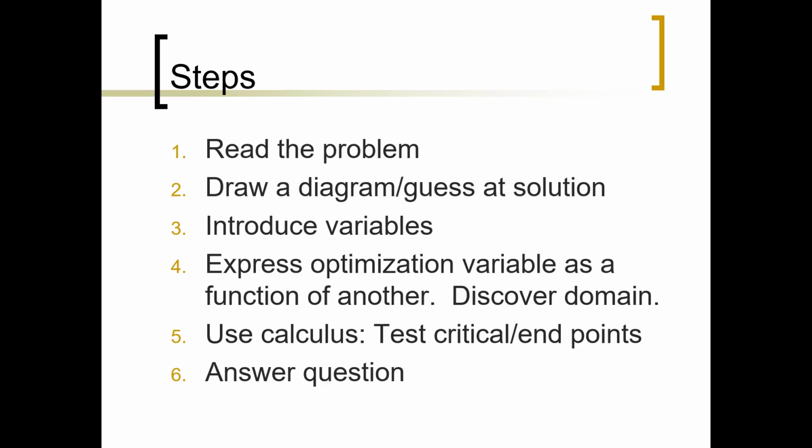Then if we're not quite sure, we draw a diagram to help us out, and we sometimes guess at a solution. By guessing at a solution, we never actually get the optimized value. And even if we did, we wouldn't be convinced that it's the right answer. The next thing would then be to introduce variables. Now, by guessing, you're actually going to go through the same process with the variables.